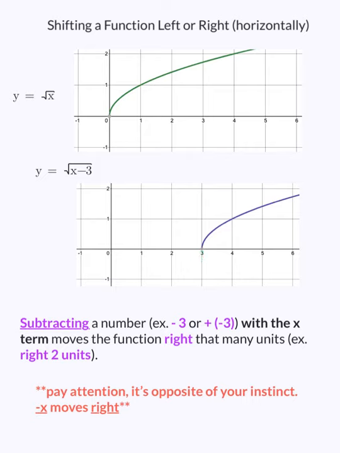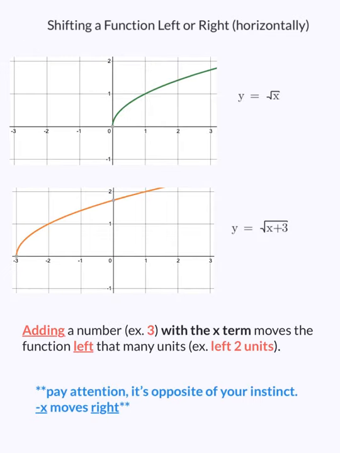But again, remember that not only does it have to be grouped with the x, but it's also the opposite of what you would expect. A negative is going to move it to the right, whereas a positive is going to move it to the left.